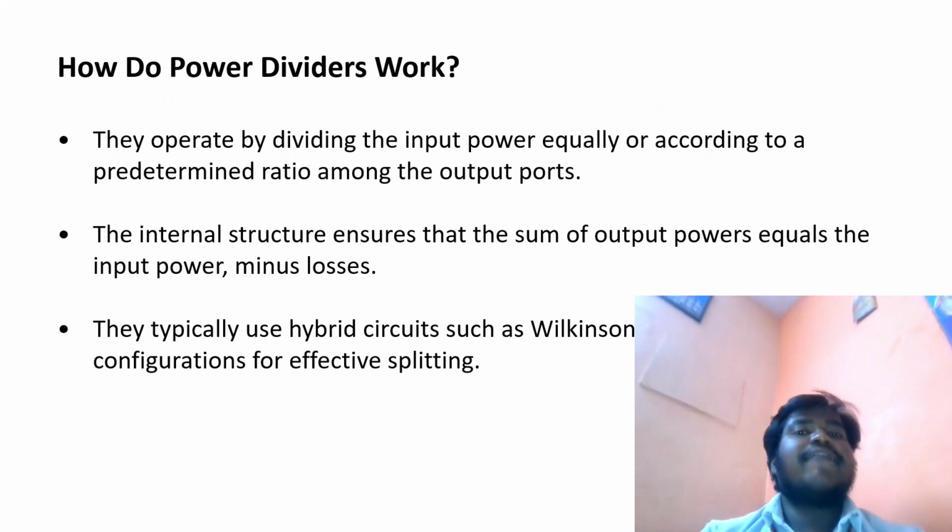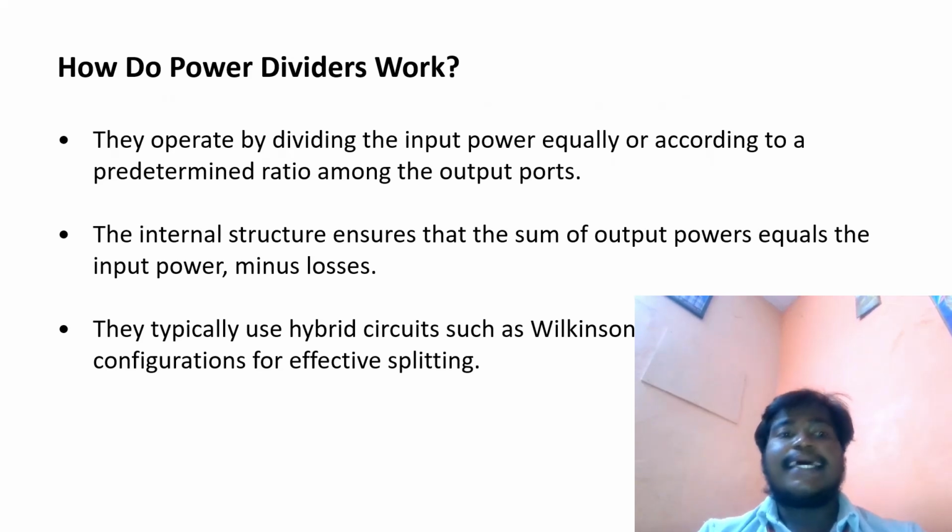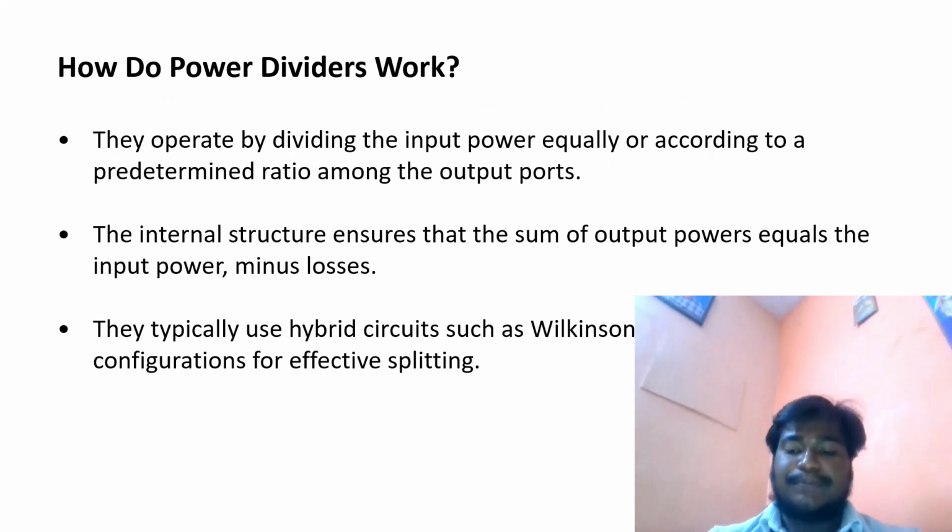How do power dividers work? They operate by dividing the input power equally or according to a predetermined ratio among the output ports. The internal structure ensures that the sum of output powers equals the input power minus losses. They typically use hybrid circuits such as Wilkinson or T-junction configurations for effective splitting.